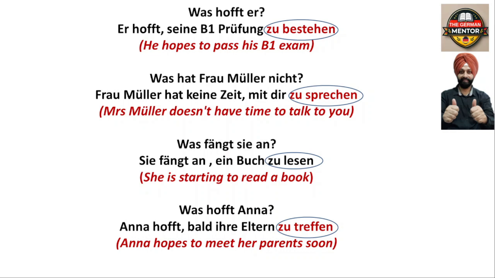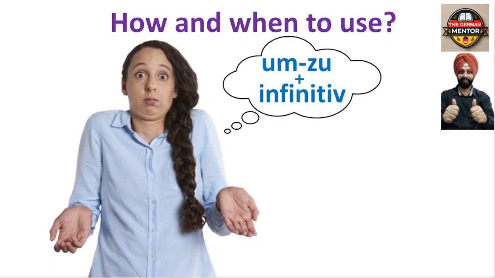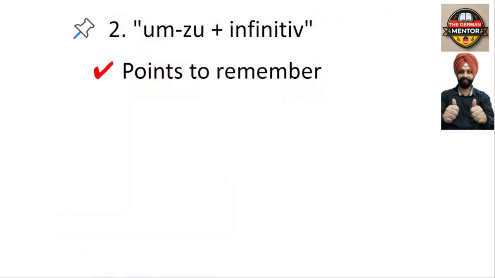So friends, that was about zu plus infinitive. You have seen that any question being asked with a W family question, was, then you need to use zu plus infinitive, right? Now we come to the next part, that is how and when to use um zu plus infinitive, and how it is different from the previous grammar part, right? And now I'll explain to you the points which you have to remember while making sentences with um zu plus infinitive.